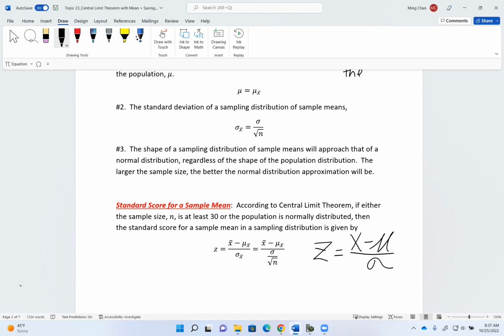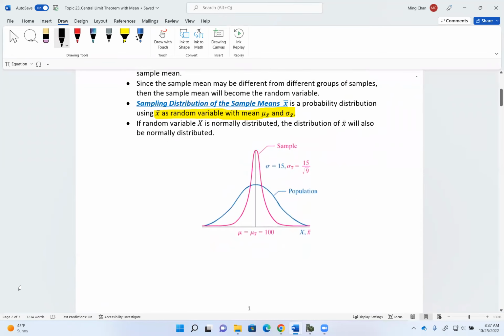So the formula is a little bit altered as compared to the original way we convert into a z-score. And the reason is the standard deviation is a little bit different. That's what causes the sampling distribution of the sample mean, that normal curve, to be a little bit taller. So as the sample size increases, this pink curve will eventually look very much like the blue one.